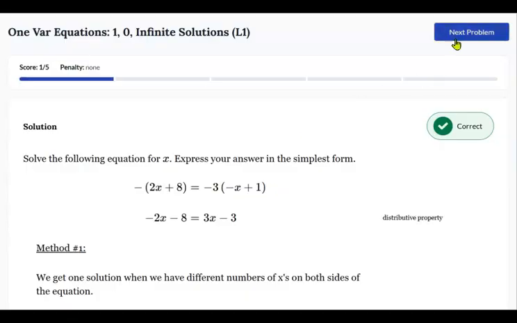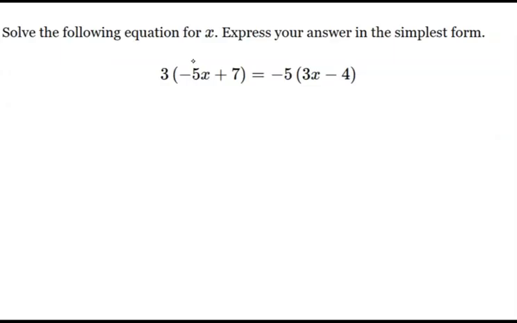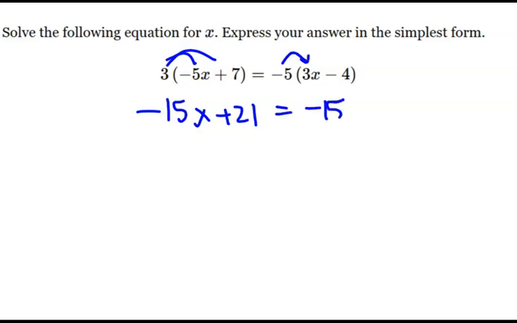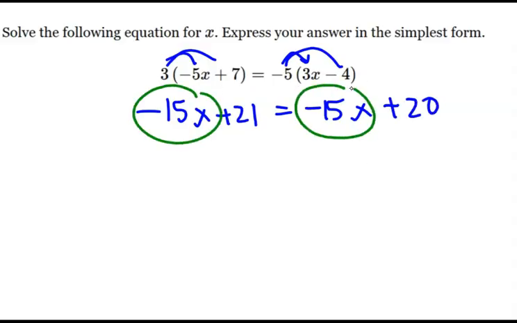Let's take a look at another problem. When I distribute on the left-hand side here, I get negative 15x and positive 21. And when I distribute on the right-hand side, over here, I get negative 15x and positive 20. So there it is. Matching variable terms. I now know these are my only answer options.